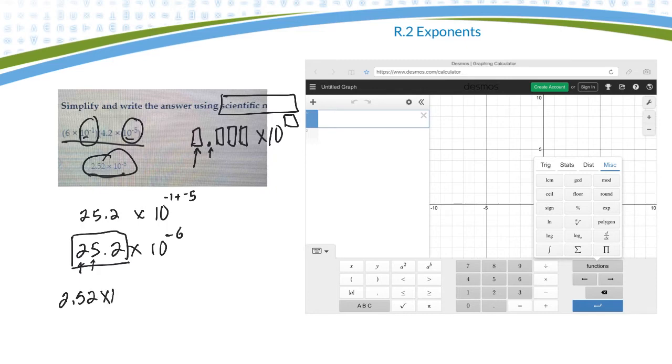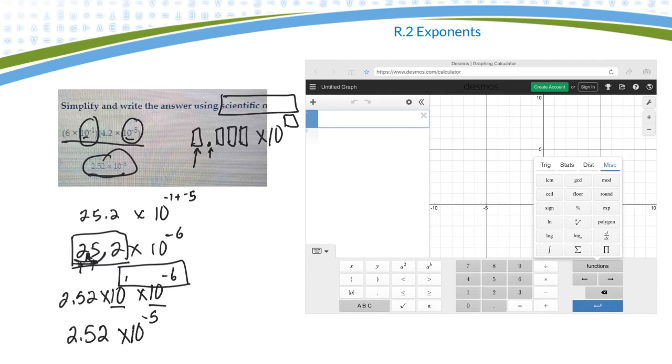I can rewrite it as 2.52 times 10, because I went to the left here, and because this number is larger than 1, I would say 2.52 times 10 to the first power, because I just moved it once. But then I still have this times 10 to the minus 6 there. Again, I have common bases, so I can add exponents. So 1 plus a negative 6 is a negative 5. So my real answer would be 2.52 times 10 to the minus 5.